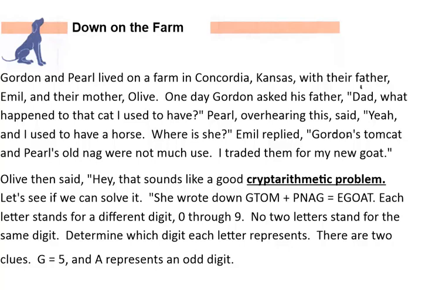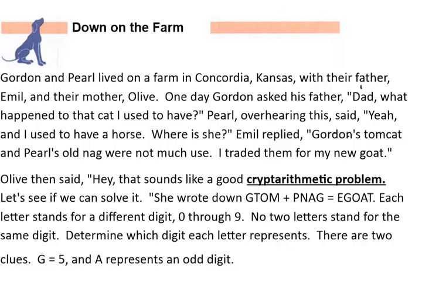Gordon and Pearl lived on a farm in Concordia, Kansas, where their father Emil and their mother Olive. One day Gordon asked his father, "Dad, what happened to that cat I used to have?" Pearl, overhearing this, said, "Yeah, I used to have a horse. Where is she?" Emil replied, "Gordon's tomcat and Pearl's old nag were not much use. I traded them for my new goat." Olive then said, "Hey, that sounds like a good cryptarithmetic problem. Let's see if we can solve it."